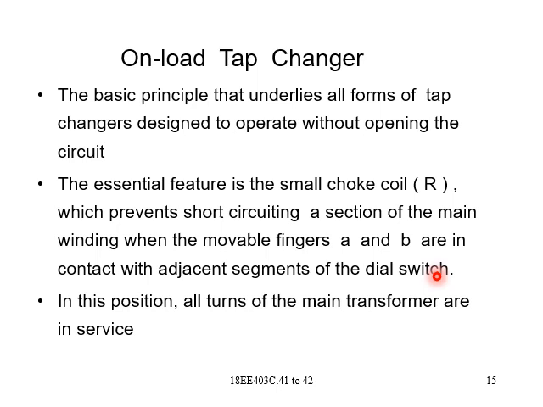So in this, previously there was an off-load tap changer and now it is an on-load tap changer. The difference is when changing the tap, there will be a spark produced if there is a supply, and if there is no supply, there is no issue of any spark. So to prevent that spark or short circuiting, the essential feature of a small choke coil is inserted, in order to prevent short circuiting a section of the main windings when the movable fingers A and B are in contact with adjacent segments of the dial switch.